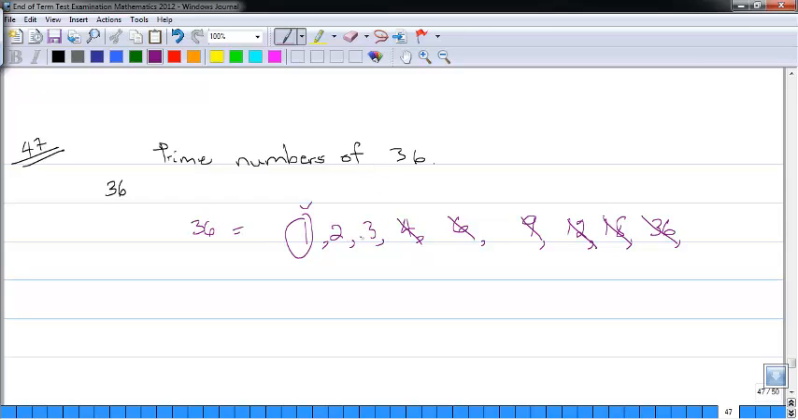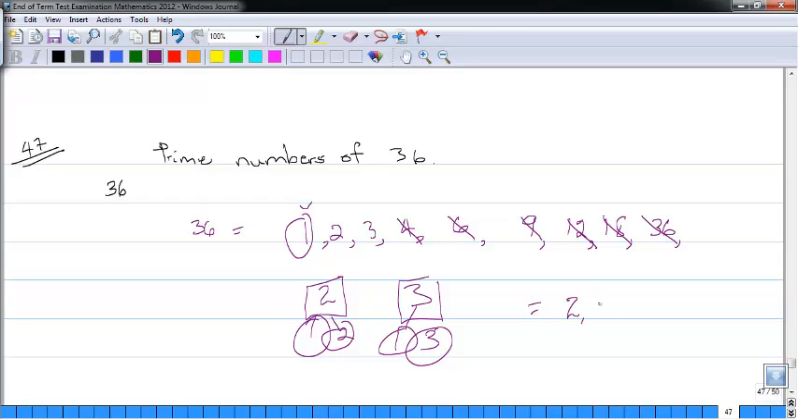And the ones that we're left with now are 2 and 3. What are the factors of 2? 1 and 2. What are the factors of 3? 1 and 3. So in terms of being prime factors, these would be the prime factors of 36. Prime factors of 36 are 2 and 3. And that would be C, 47. Our answer is C.